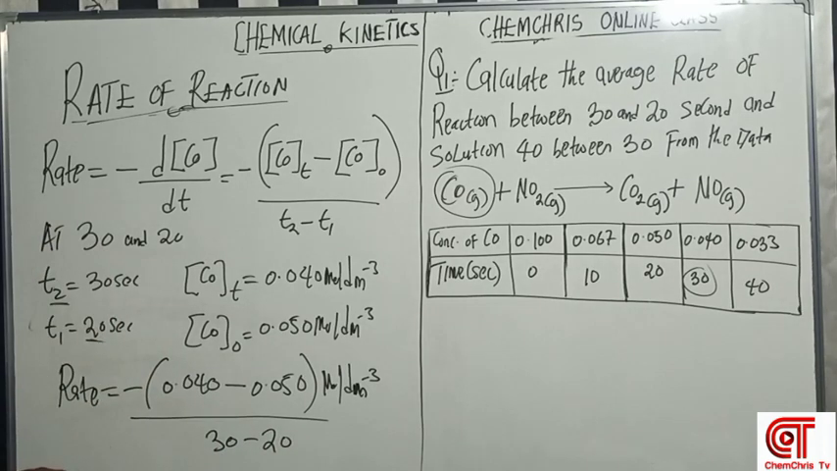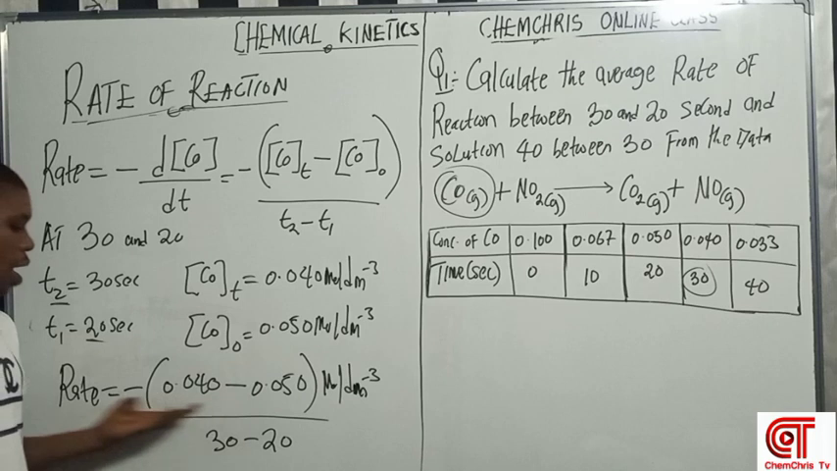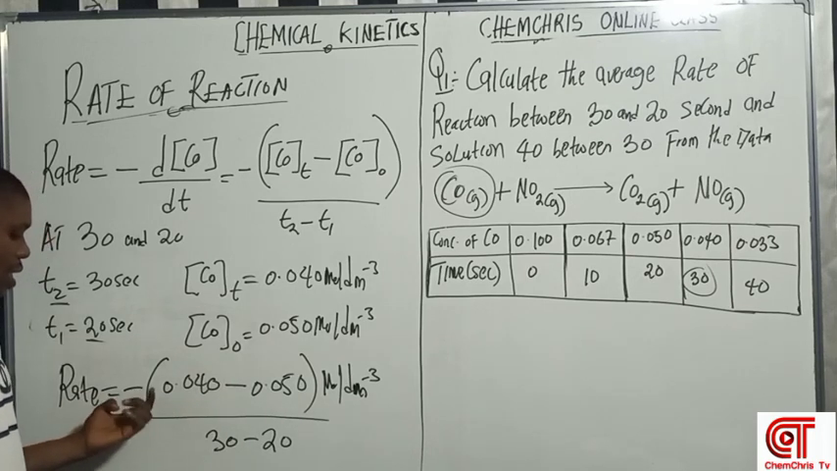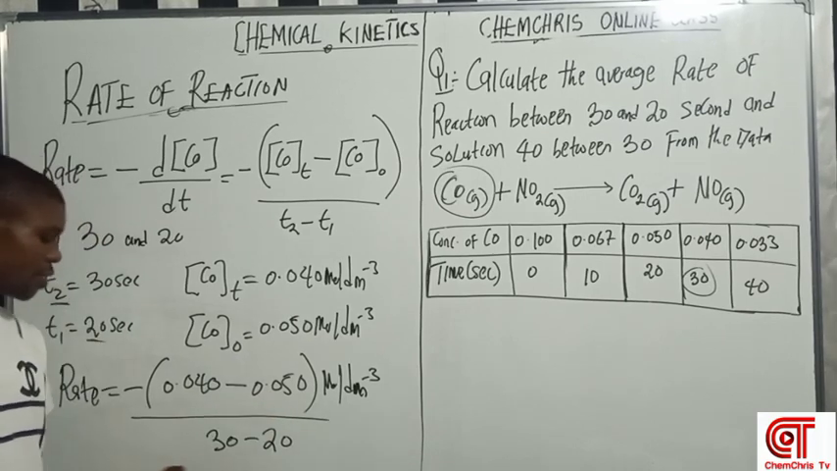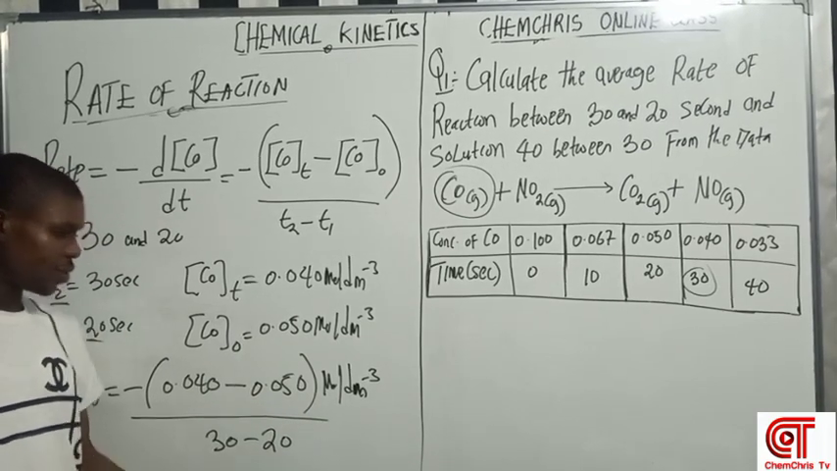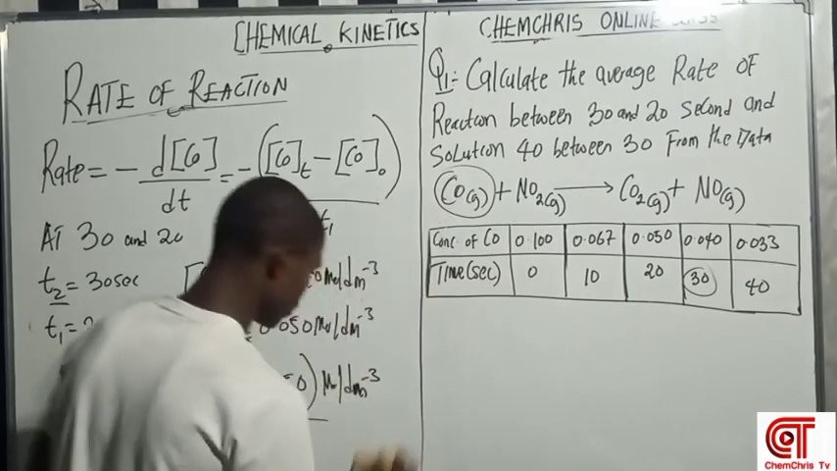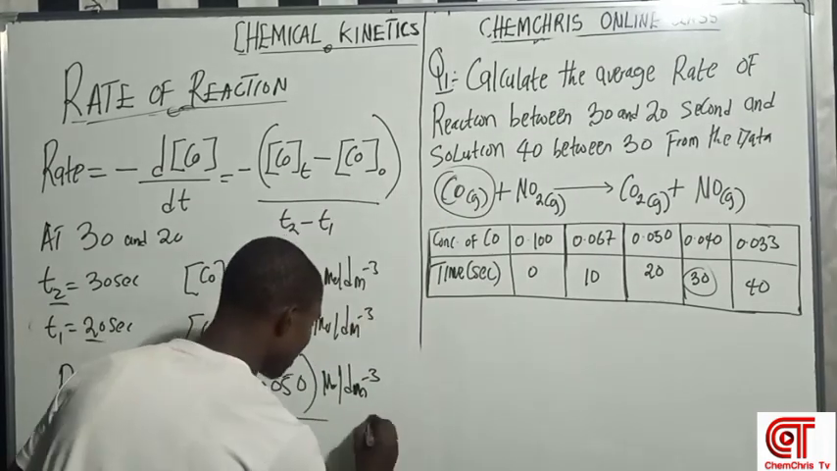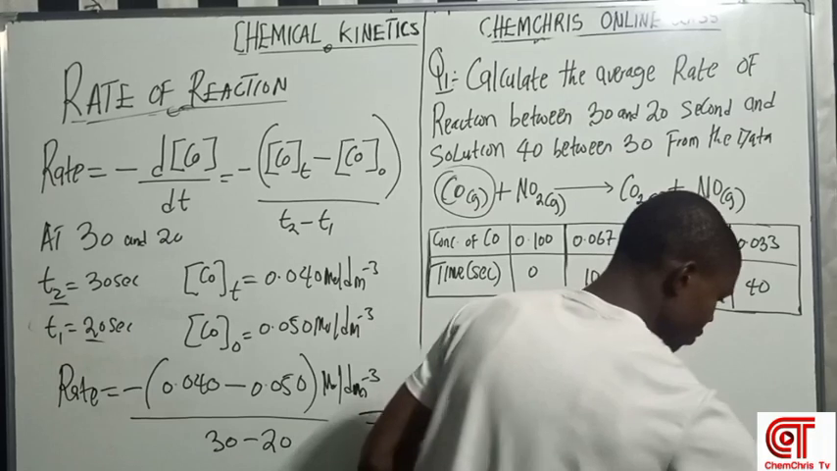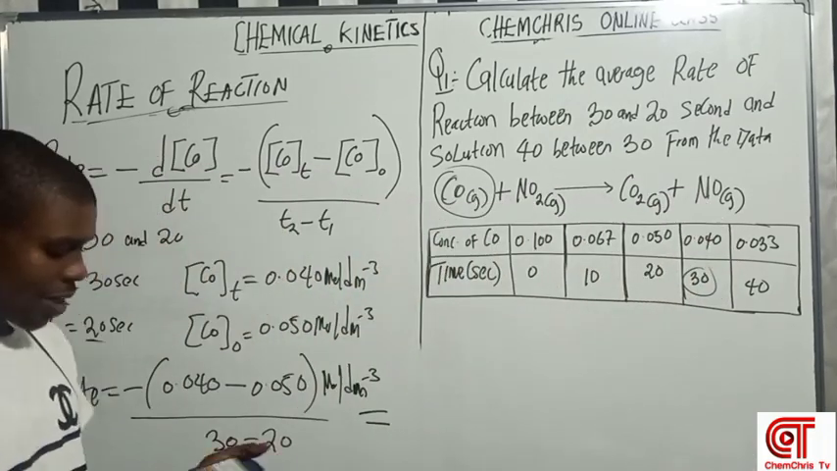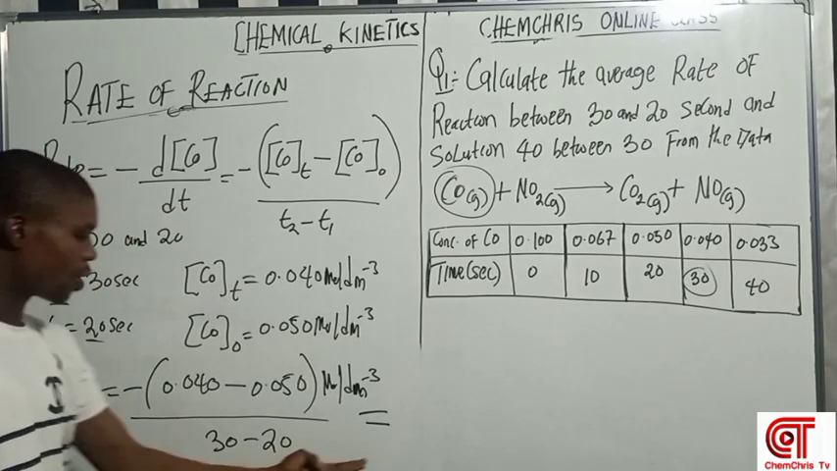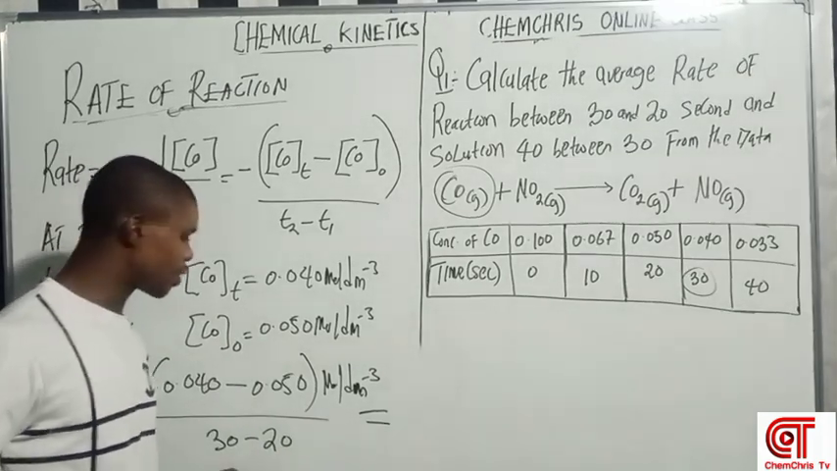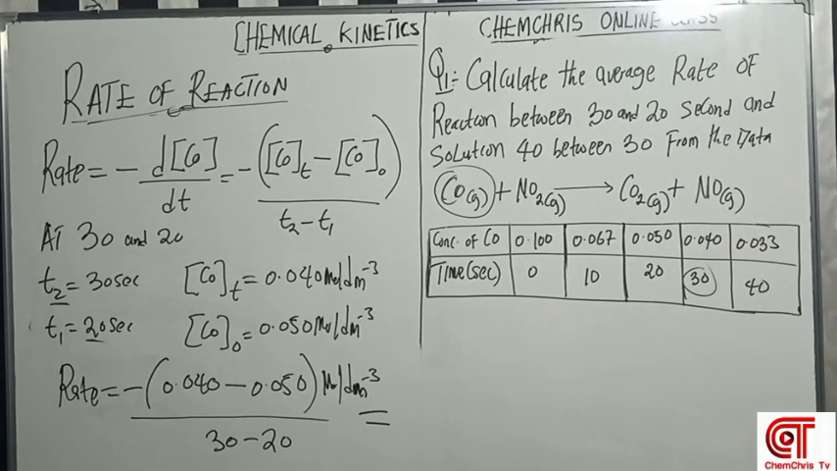Can you see that? So what I want to do here is reduce the calculator and punch your answer: 0.040 minus 0.050, now divide by 30 minus 20. So you have to do that calculation. So that is why I say get out your calculation. Please leave your answer in the comment section. What is the answer to the first one? Leave it in the comment section.